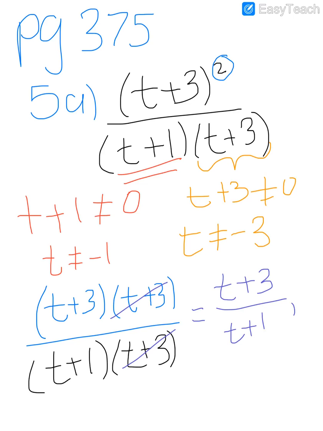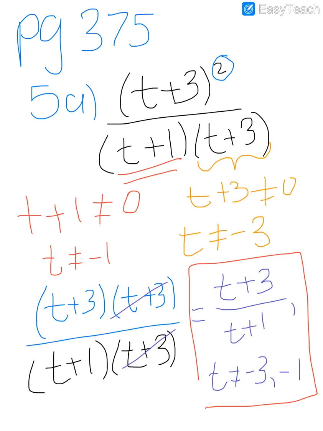and then by convention we always state at the end, well, what was our restrictions? And we tend to state our restrictions or non-permissible values from the smallest to the largest. So I would then say, comma, t cannot be equal to -3 because that's my smallest value, followed by -1. And just let me box this in. That would be the solution for 5A.